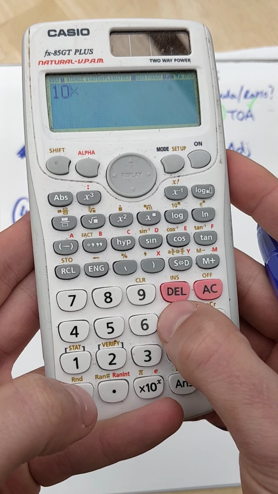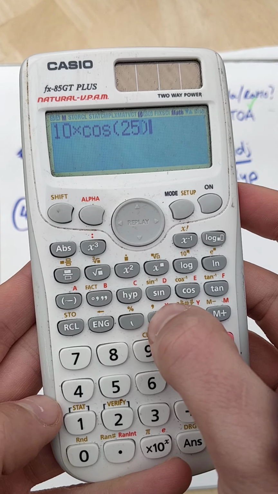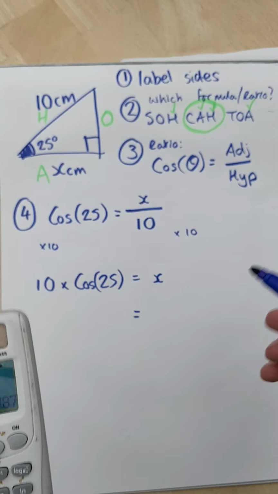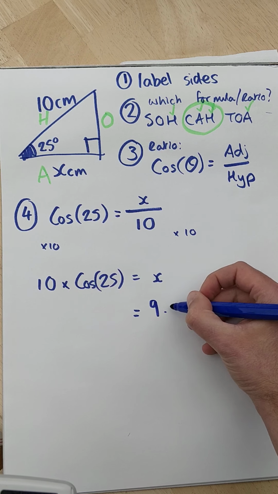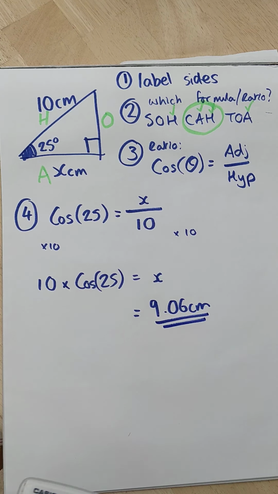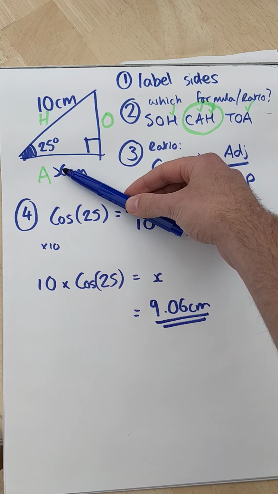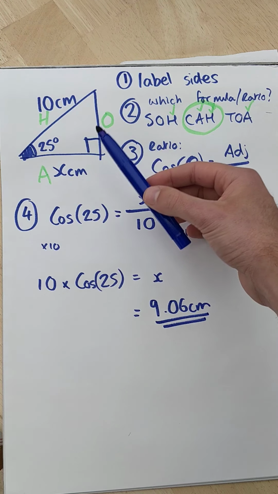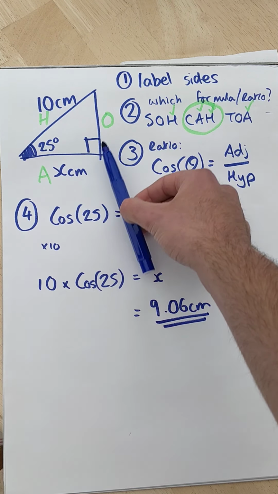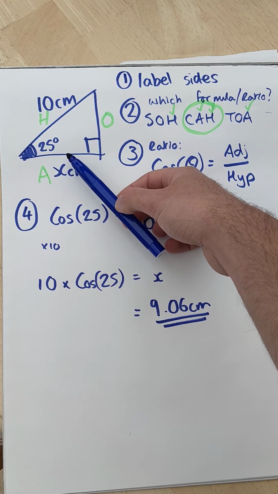So 10 times cos 25 is 9.06, so 9.06 centimeters. And that is how I would figure out exactly what this length of the triangle is. So if I was to draw a triangle with that being 10, that 25 degrees, to draw my triangle accurately, I have to draw that with 9.06 centimeters.